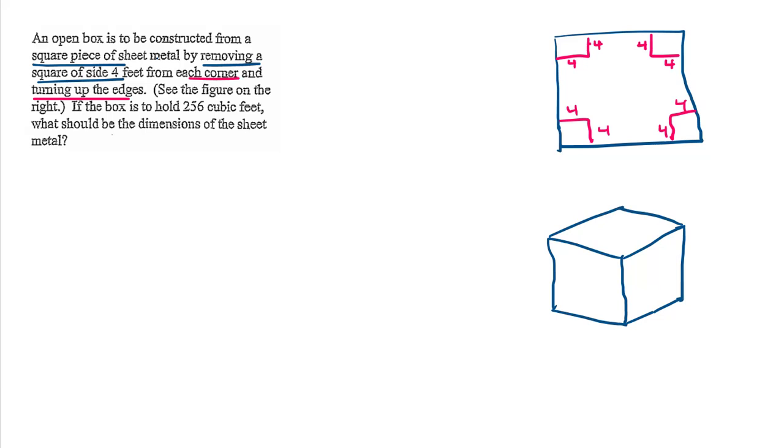Now we need to figure out, are we doing volume? Are we doing area? Well, it says that the box is to hold 256 cubic feet. So that tells us that we need to work in volume. So to find the volume of the box, it's just going to be length times width times height, right? Okay. And now we need to figure out what I am going to put in for these particular variables.